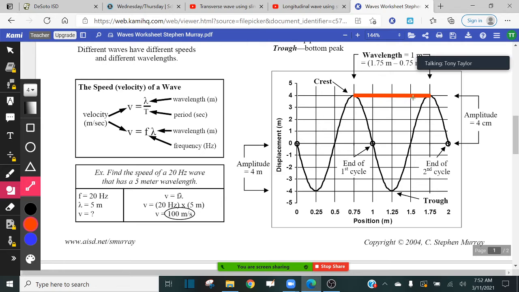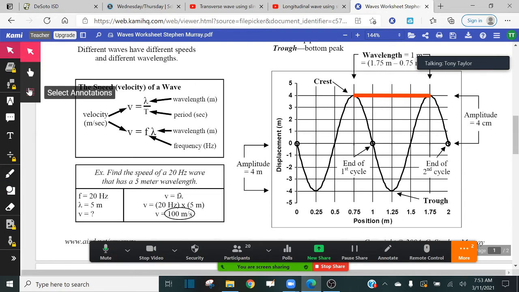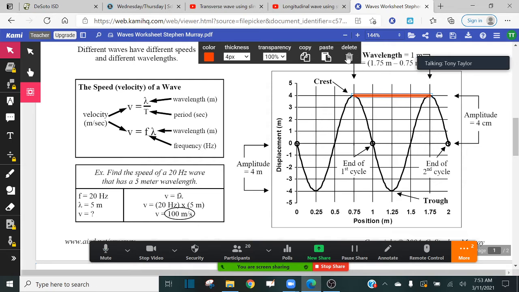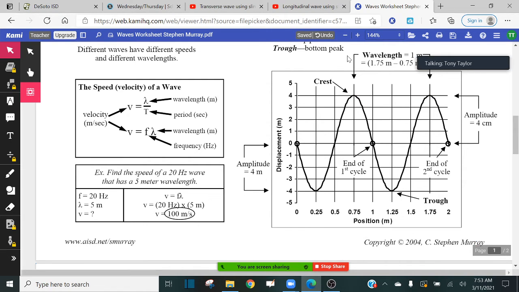So the length here of this wave from crest to crest is 1 meter. So we call that the wavelength. And guys, notice you're going to get the same distance if you were to measure this from trough to trough. So that is what the wavelength is: how long is the wave for one cycle, basically.